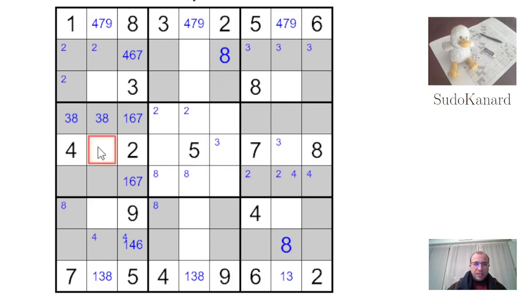This 5 is interesting. It's not here. So in this 3x3 block, 5 must be here.